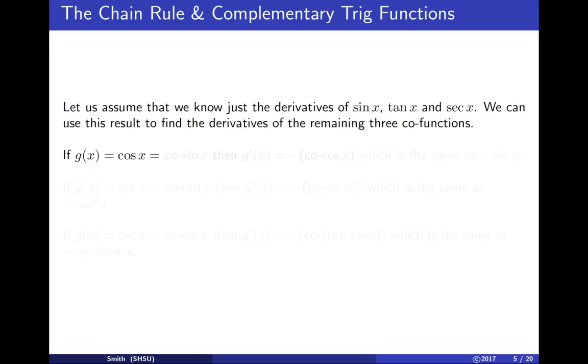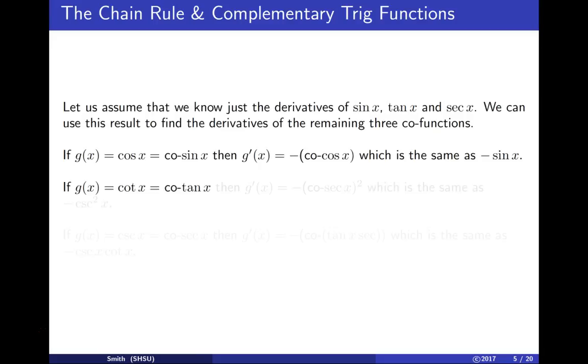If my function is the complement of the sine, then its derivative is the negative of the complement of the cosine. But the complement of the cosine is sine, so the derivative is negative sine. If my function is the cotangent, which is the complement of the tangent, since we know that the derivative of tangent is secant squared, then the derivative of cotangent should be the negative of cosecant squared.